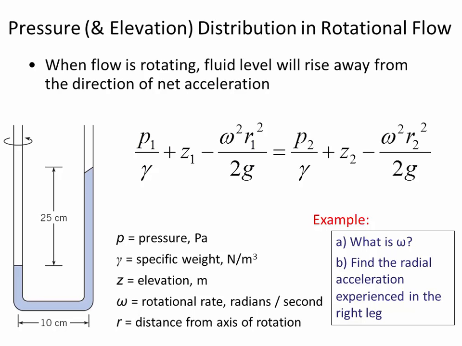What is omega? Okay, so we'll write the equation here. P1 divided by gamma plus Z1 minus, got to make sure that's a minus there, omega squared R1 squared divided by 2g is equal to P2 divided by gamma plus Z2 minus omega squared R2 squared divided by 2g. How come it's not omega 1 and omega 2? Why isn't there a separate rotational rate for those two different locations?